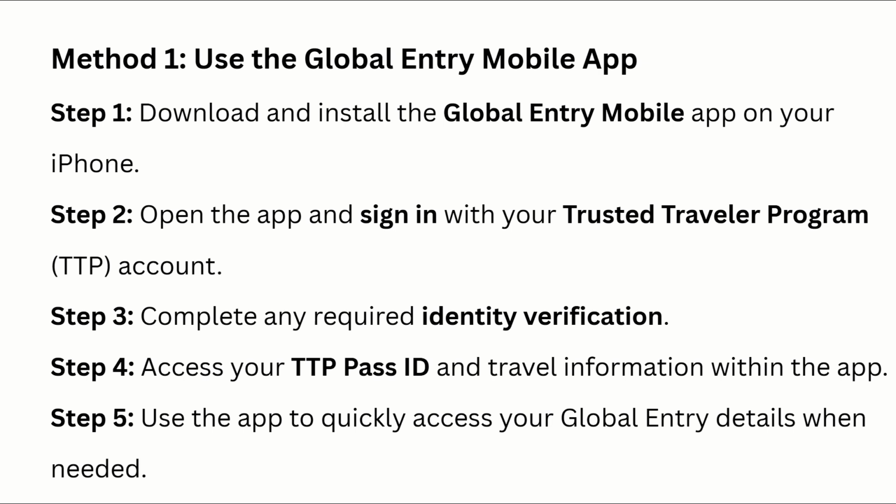Step 3. Complete any required identity verification. Step 4. Access your TTP Pass ID and travel information within the app. Step 5. Use the app to quickly access your Global Entry details when needed.